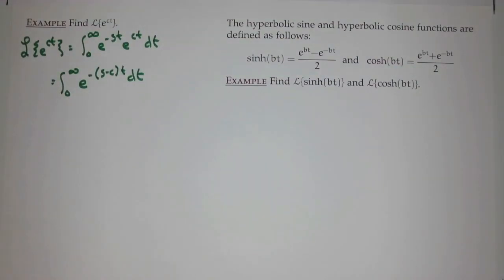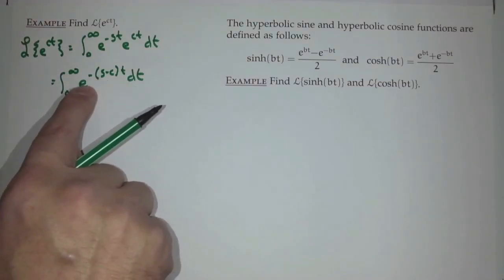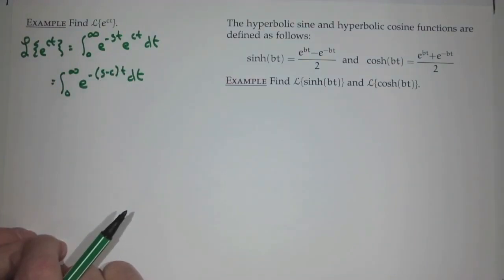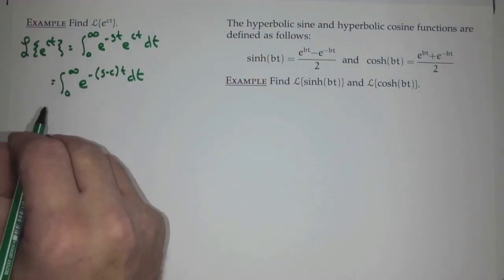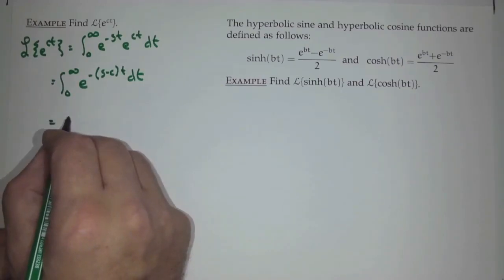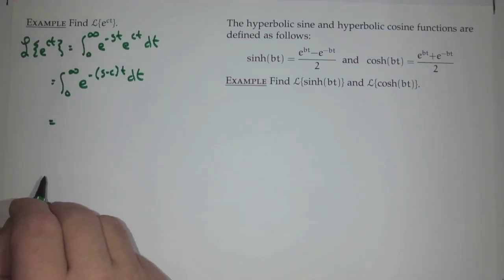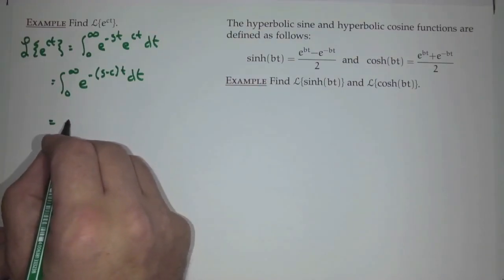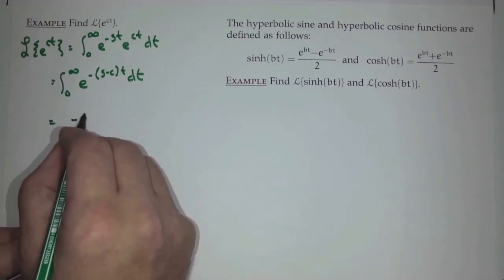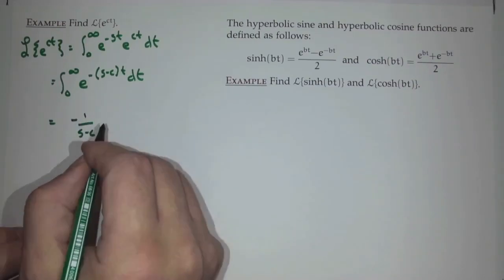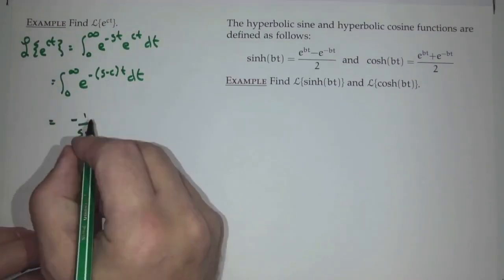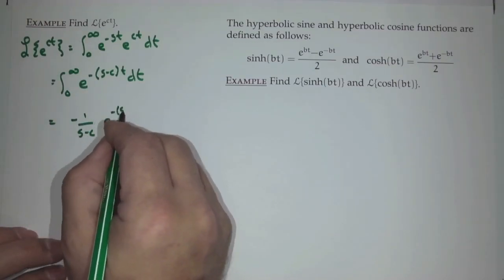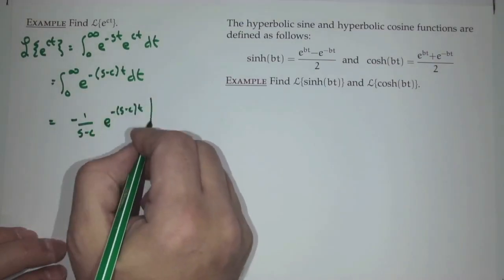Well, can we integrate this? Because we're integrating with respect to t, so it's essentially e to a constant times t. Is that something we can integrate? Yeah, it is. And do you know what it is? What is the integral of this? The negative s minus c. Well, you have to account for the constant, so you would divide by the constant in front: e to the minus s minus c times t, and then you evaluate.